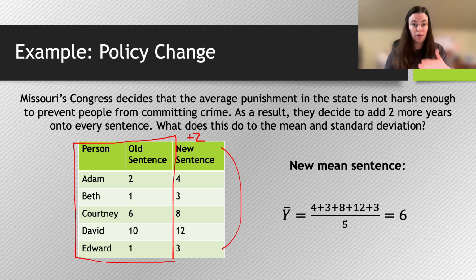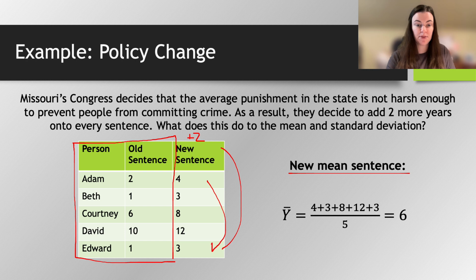In this case, same steps as before. The very first thing we need to do to understand the standard deviation is to first calculate the new mean sentence. And in this case, if I just add all of these numbers up together and divide by 5, again, that is my n value, or how many observations I have as a whole, and I have 5 people, so that's where I'm getting that value.